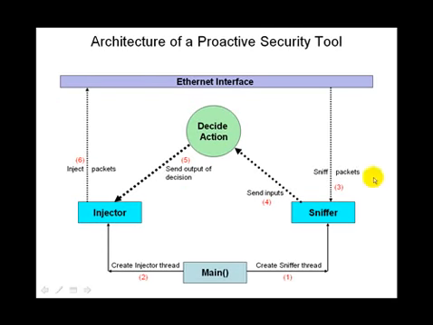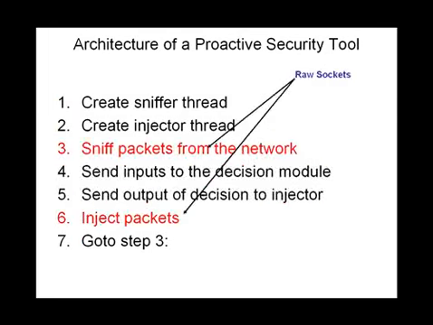We've actually created the main function first, which creates the sniffer thread and the injector thread using the pthread_create API. Now the point is the main thread has to know when the sniffer and injector threads have exited. To do that, it uses the pthread_join API, which blocks until both these threads exit.